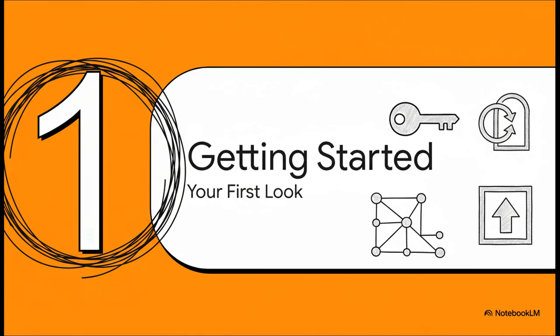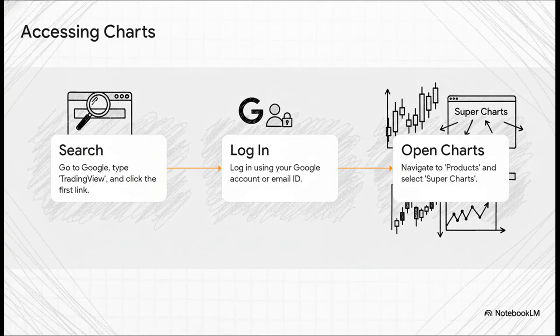Okay, first things first, we've got to get you logged in and looking at the right screen. This is kind of your front door to the whole platform. And don't worry, this is super straightforward. Just Google TradingView, log in, and hey, I really recommend just using your Google account. It's way faster. And then you're going to head up to the products menu and click on Super Charts. That's it. That's where all the magic happens.